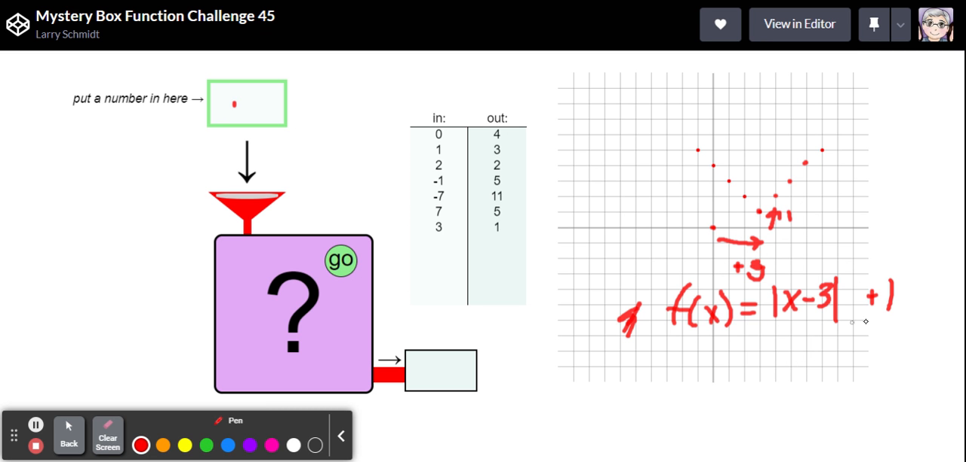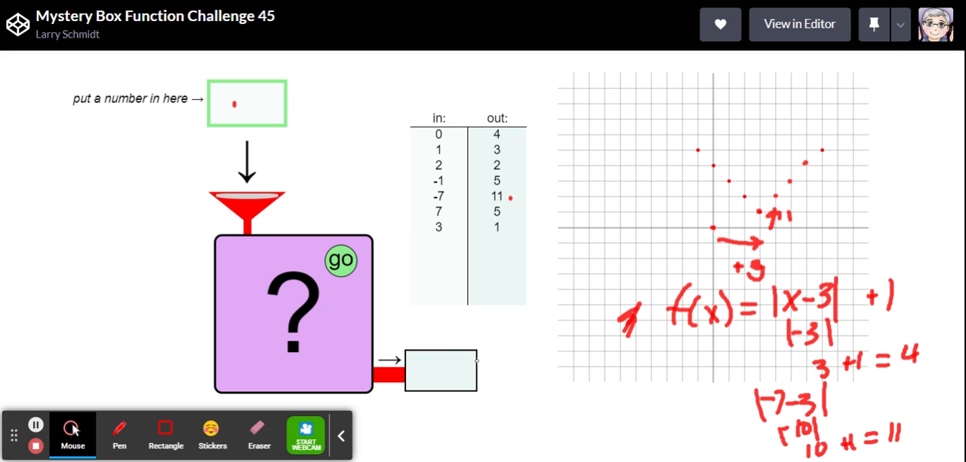So let's actually test this just to make sure we're not getting confused with our signs or anything. Let's put in a 0. If we had 0 in here, 0 minus 3 would be -3. And then if we take the absolute value of that, we get 3. And 3 plus 1 equals 4. So that looks good. Let's try a negative value. Let's put in this -7 and see what we get. So -7 minus 3, absolute value. So -7 minus 3 is -10. And absolute value of that would be a +10. And plus 1 would equal 11, and that's exactly what we got. Okay, so that's making me feel pretty confident about this.